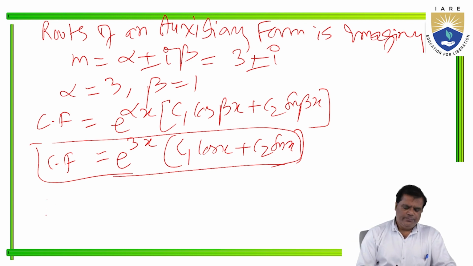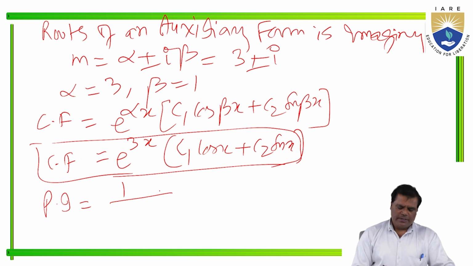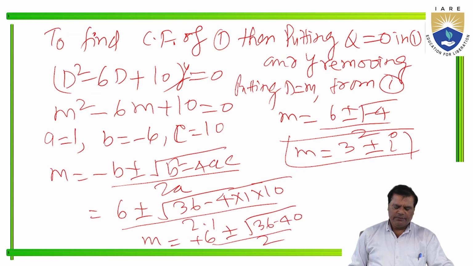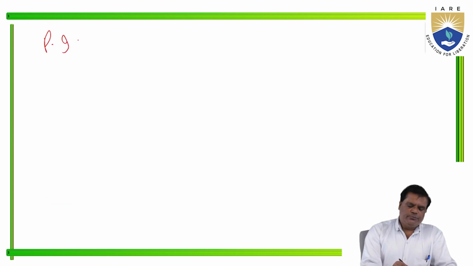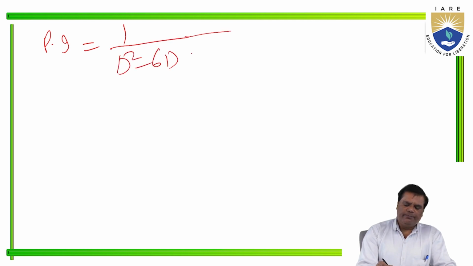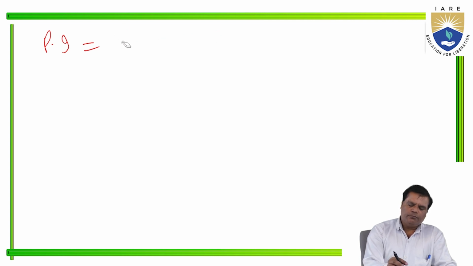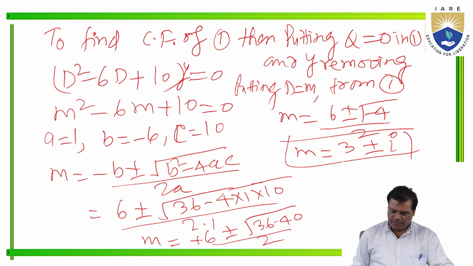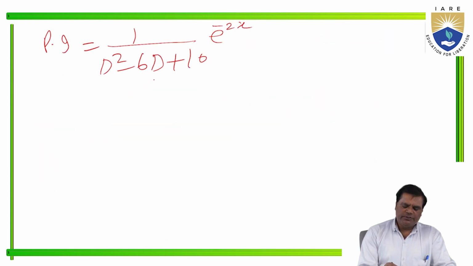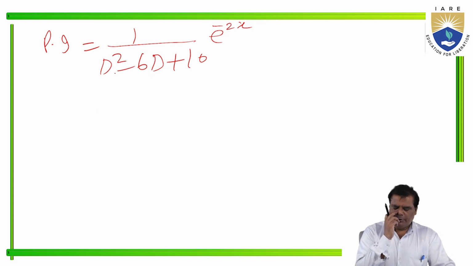Now the particular integral, finding PI. PI is equal to 1 upon f(D), where f(D) is d square minus 6d plus 10, into Q. So PI is equal to 1 upon d square minus 6d plus 10 into Q. Q means e to the power minus 2x. Here we check whether f(a) is 0.